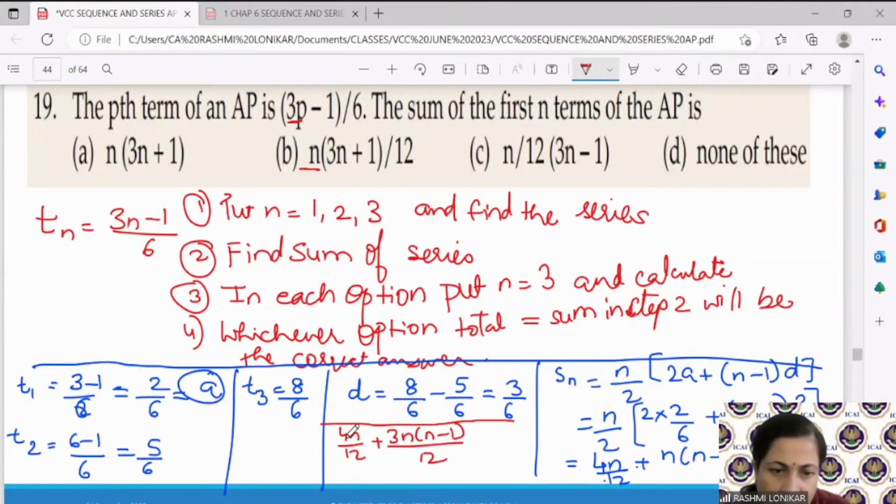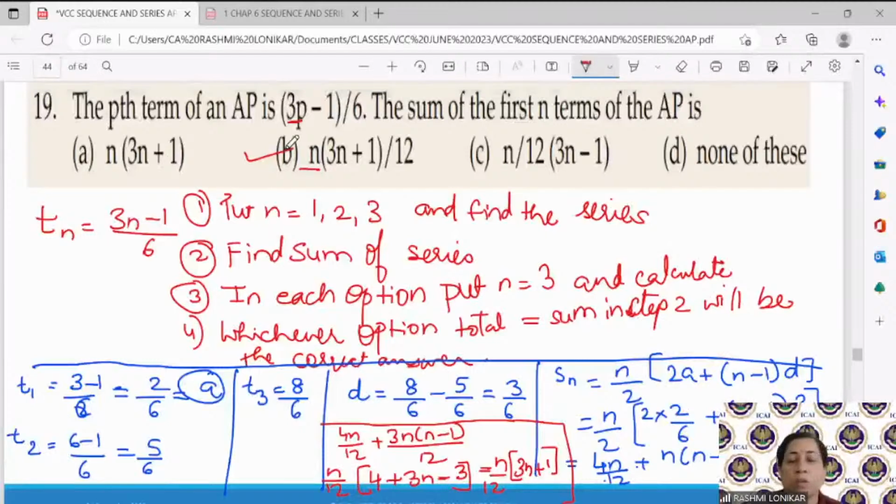Again, I can take 1 by 12 common, and here also I have an n, so n by 12 I take as common. What I will be left with is 4 plus 3n minus 3. So this becomes n upon 12 into (4 minus 3 is 1, and 3n), so this is 3n plus 1. Those of you who want to do it through the formula, n by 12 (3n plus 1), again B is the correct option.